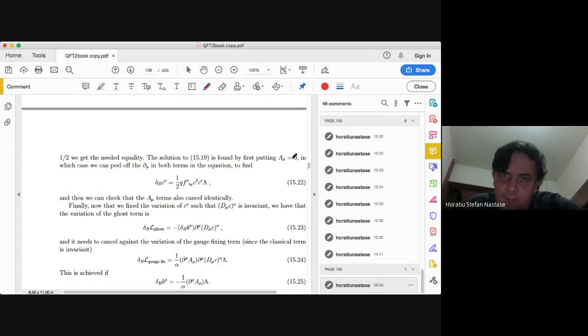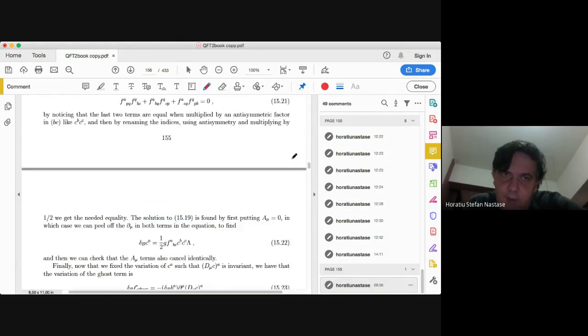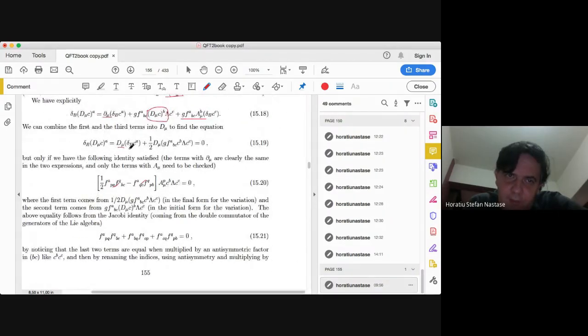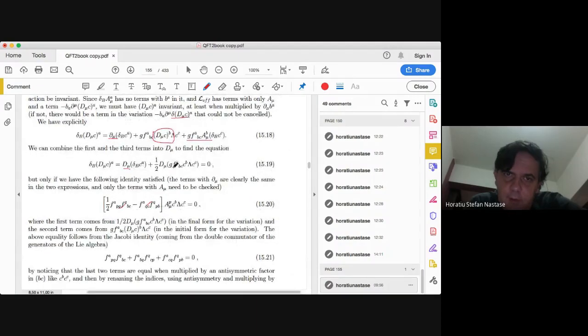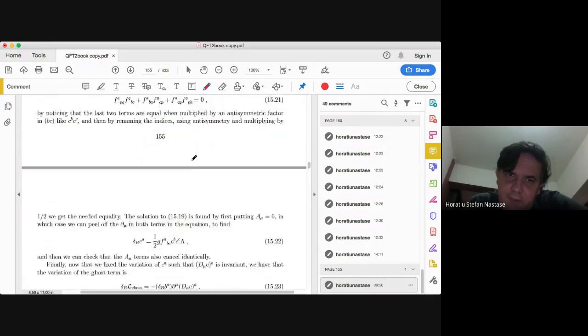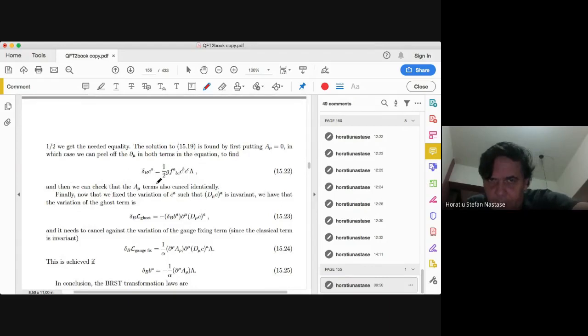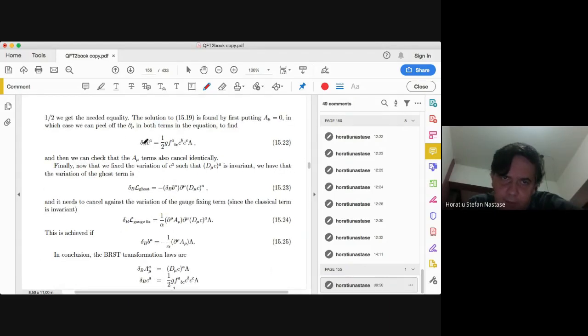But then I can put A_mu back in and check that if I put this variation equal to this, then the equation is still satisfied. So indeed we have found the variation of C. Good. So now what do we have?